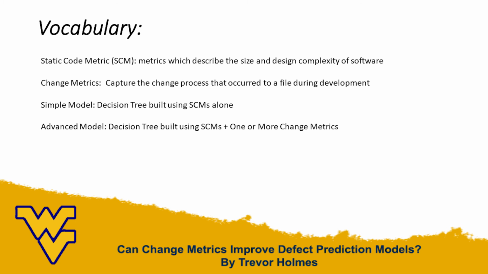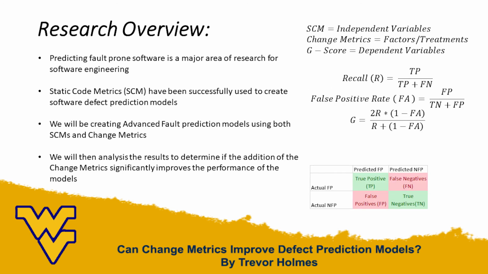There's the simple model. The simple model represents the decision tree being built just using the static code metrics. It's not necessarily simple. That's just a term we're using in the presentation, in the paper. The advanced model is a decision tree which uses the static code metrics plus 1 or more of the change metrics.